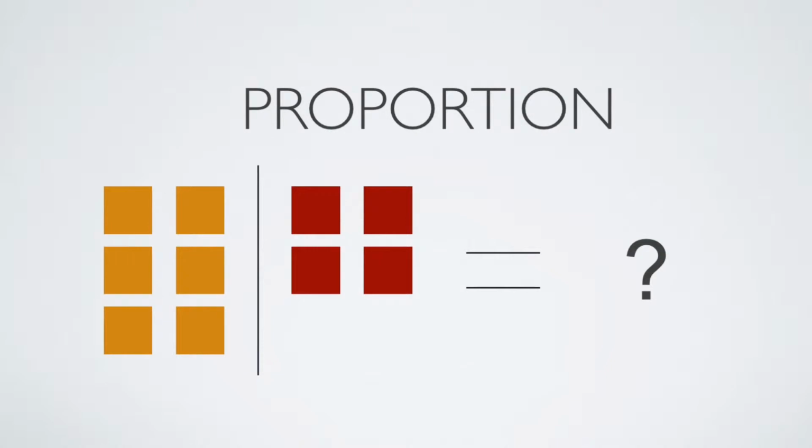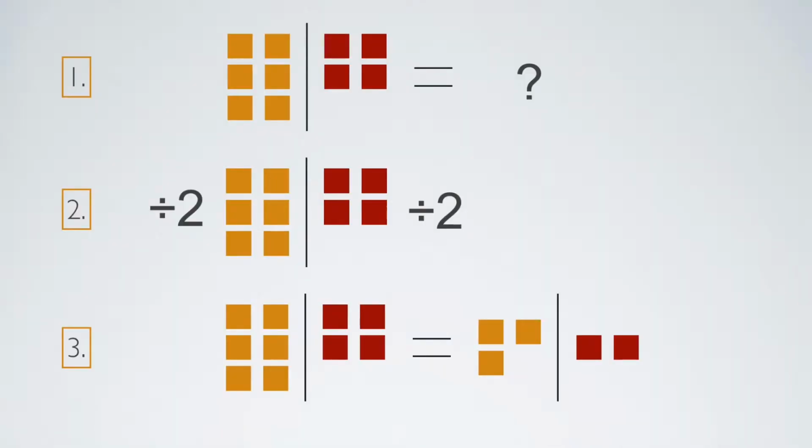Proportions are equivalent ratios. Ratios can keep the same value by multiplying or dividing all values by the same amount. This is often where proportions are used. For example, here we have a ratio of 6 to 4. In order to find its proportion, you can divide both sides by the same number. In this case, we divide by 2.